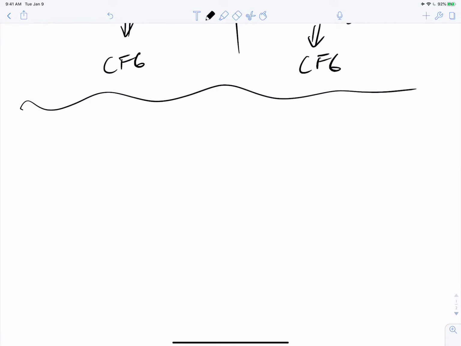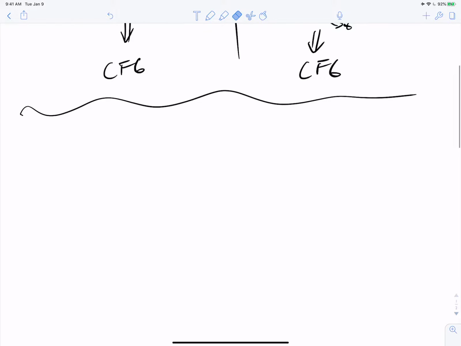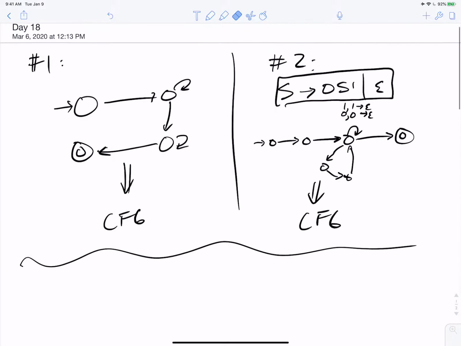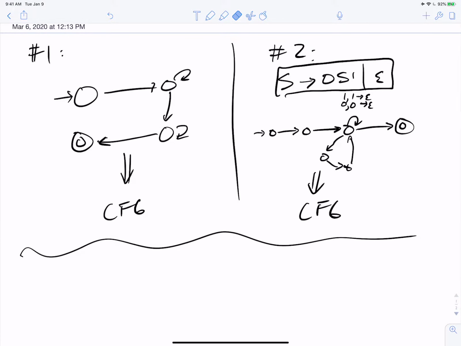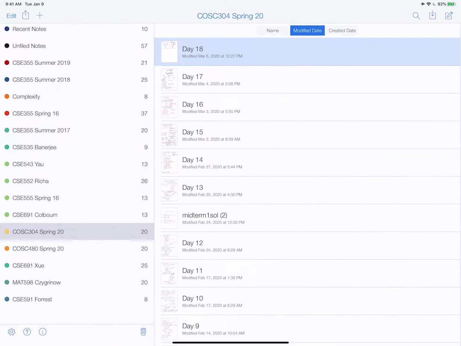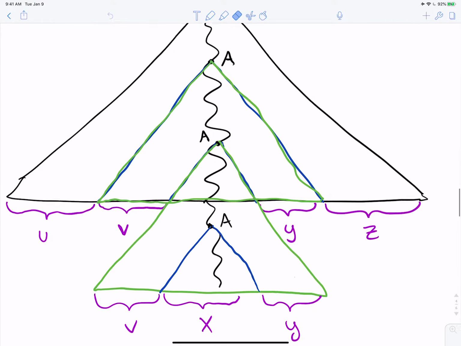But let's talk about the elephant in the room, which is: are there any languages that are not context-free? And what did we start to talk about last time? Yeah, so we were trying to establish a pumping lemma, but we weren't quite there. So let's go back to where we were.